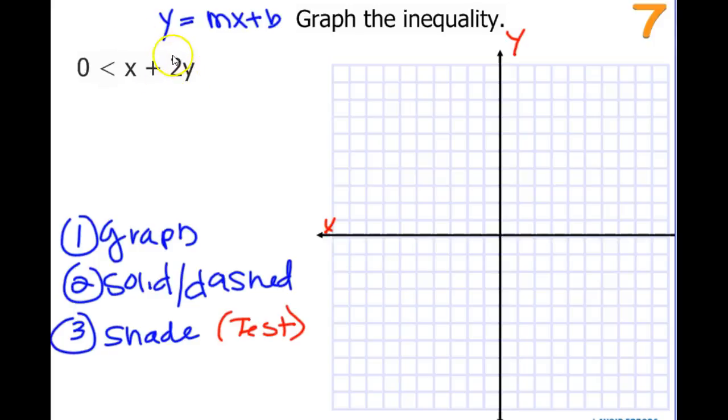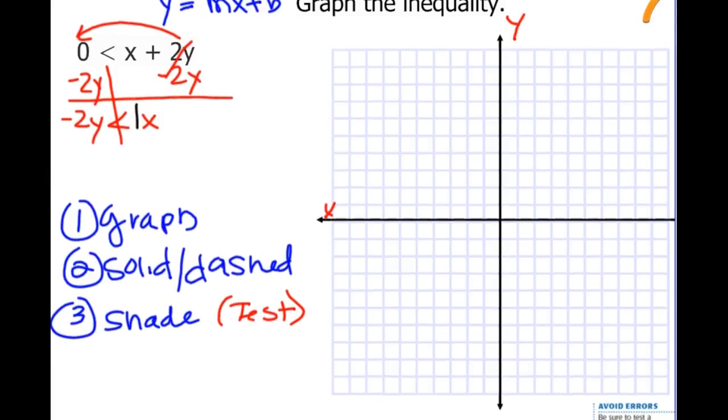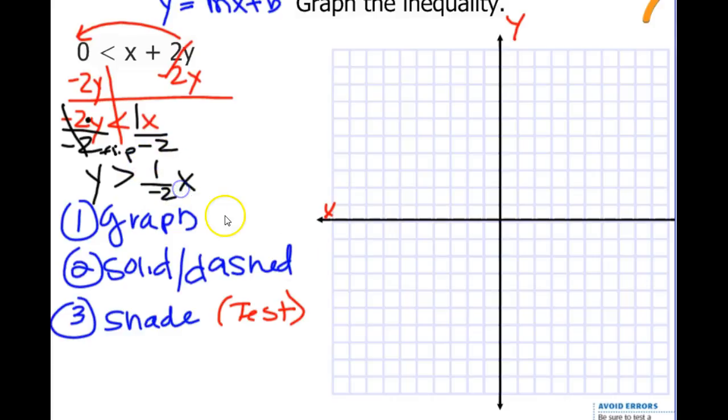So, solving for y first, I'm going to move the y's over to the other side. I'm going to subtract 2y. So I have negative 2y is less than x, and that's a 1x. And then I want to get y all by itself, and this is multiplied, so I'm going to divide by -2. Be careful, when you divide by a negative, your sign flips. And so I have 1 over -2x. Again, it doesn't matter if you put the negative with the top number or the bottom. It's just a negative number, so you know your slope is going to be going downhill.